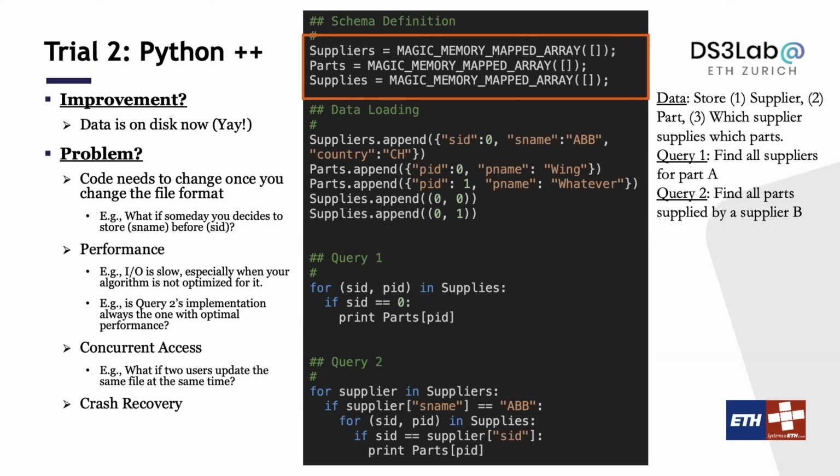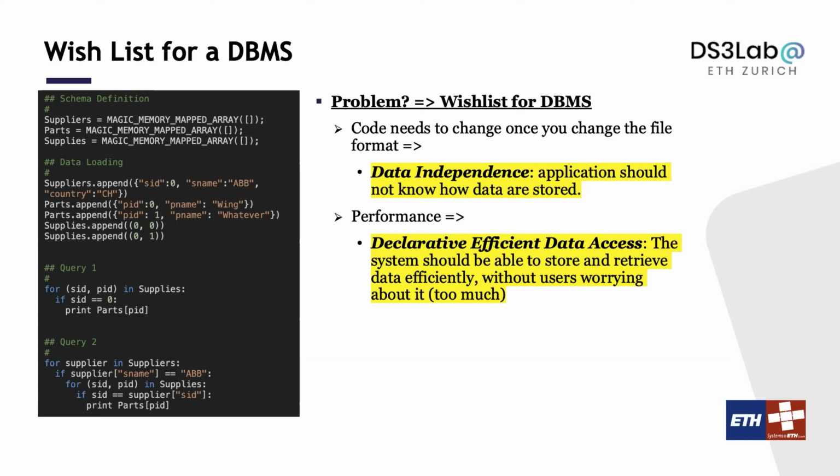On the performance side, we want to make sure your data access is declarative, okay? Which means that the system should be able to store and retrieve data efficiently without you as a user worrying about it too much. The thing we want is to say, okay, this is the query I want to run over my data, but I do not want to optimize the execution and implementation by myself. We want a system to deal with that for us, okay?